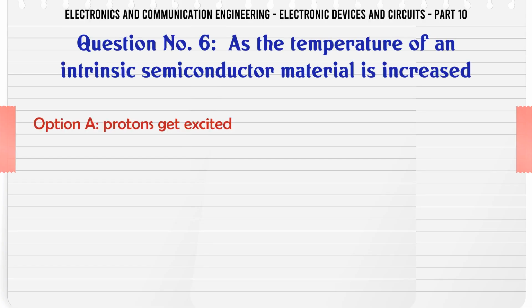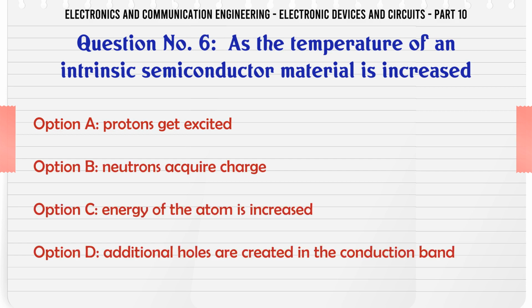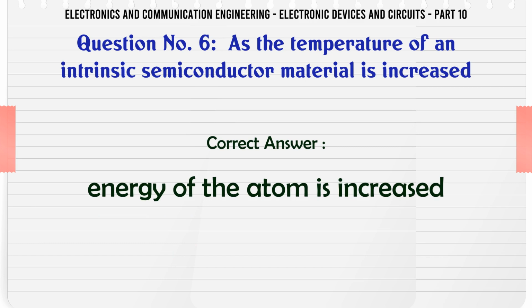As the temperature of an intrinsic semiconductor material is increased, A. protons get excited, B. neutrons acquire charge, C. energy of the atom is increased, D. additional holes are created in the conduction band. The correct answer is energy of the atom is increased.